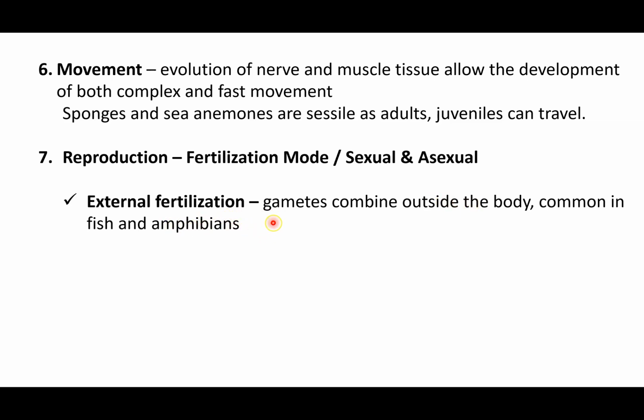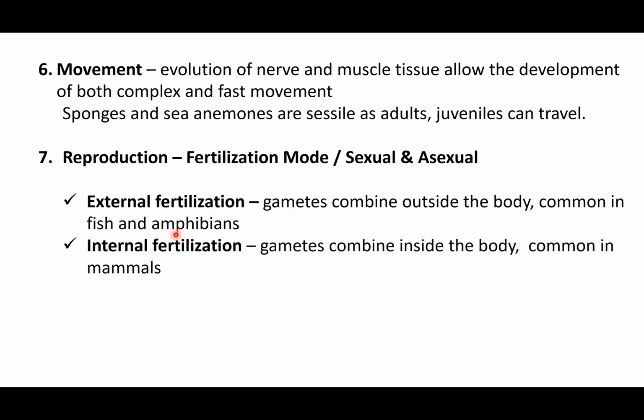So when fish get to a stage where they spawn, it means they lay the eggs in the water and then the male comes and sprays sperm cells to fertilize those eggs. So the fertilization is external, outside the body. As opposed to internal fertilization, in which the gametes combine inside the body. And this is the one that's common in mammals, so they need to have internal fertilization.